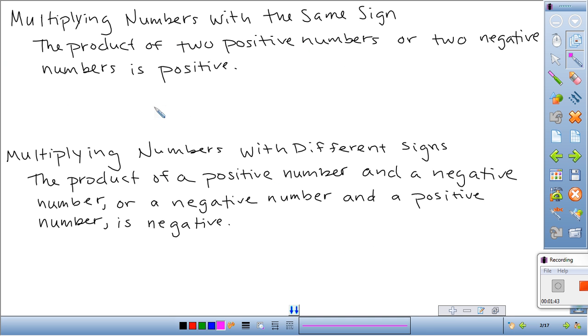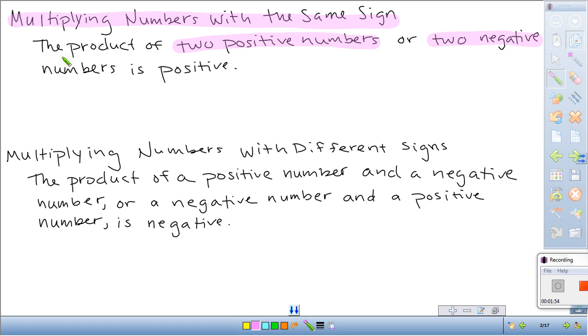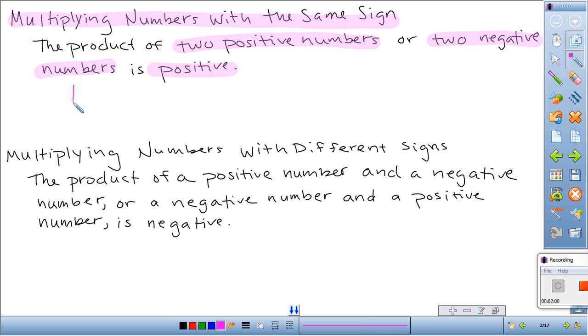And now we have two rules before we start into our lesson. Multiplying numbers with the same sign. This rule says the product of two positive numbers or two negative numbers is always positive. So when I multiply a positive times a positive, my product is positive. If I multiply a negative number times a negative number, then my product is still positive. So as long as they both have the same sign, your product is always positive.